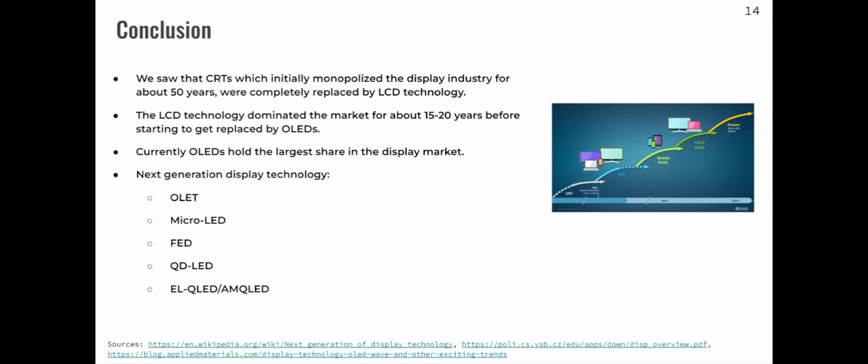So these next generation displays will probably be lighter, thinner, flexible, more adaptable, power efficient, and also conform to the changing needs of society. So here in the picture on the right, we can see the timeline of how the display technologies evolved. We still don't know what's going to be in the future, but we just have to wait and watch.